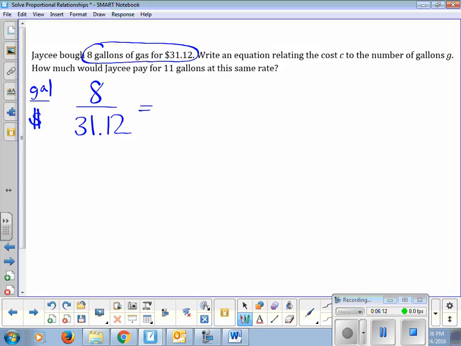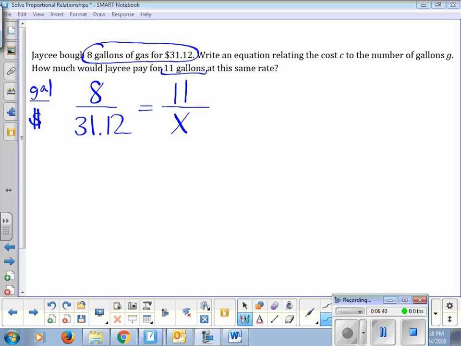When we set that equal to our other fraction, if we're looking for 11 gallons, would that go in the numerator or in the denominator? Numerator, we want to keep gallons together in the numerator. Do we know how much that's going to cost? No, so we're going to put a variable. Go ahead and cross multiply, divide by your leftover number.